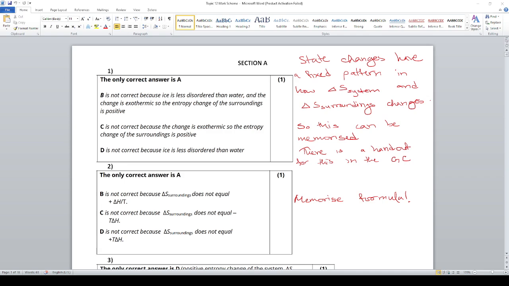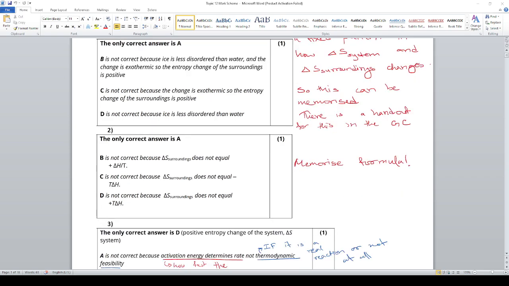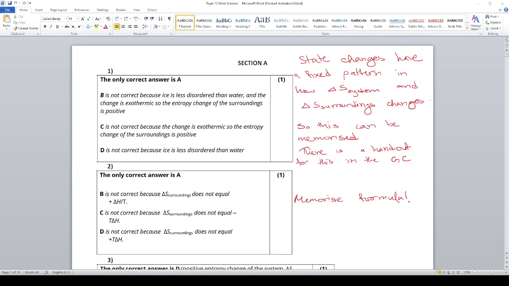What we have today is the entropy and energetics mark scheme. The first few questions are pretty straightforward. They are mainly conceptual questions. So, first one was about state changes.